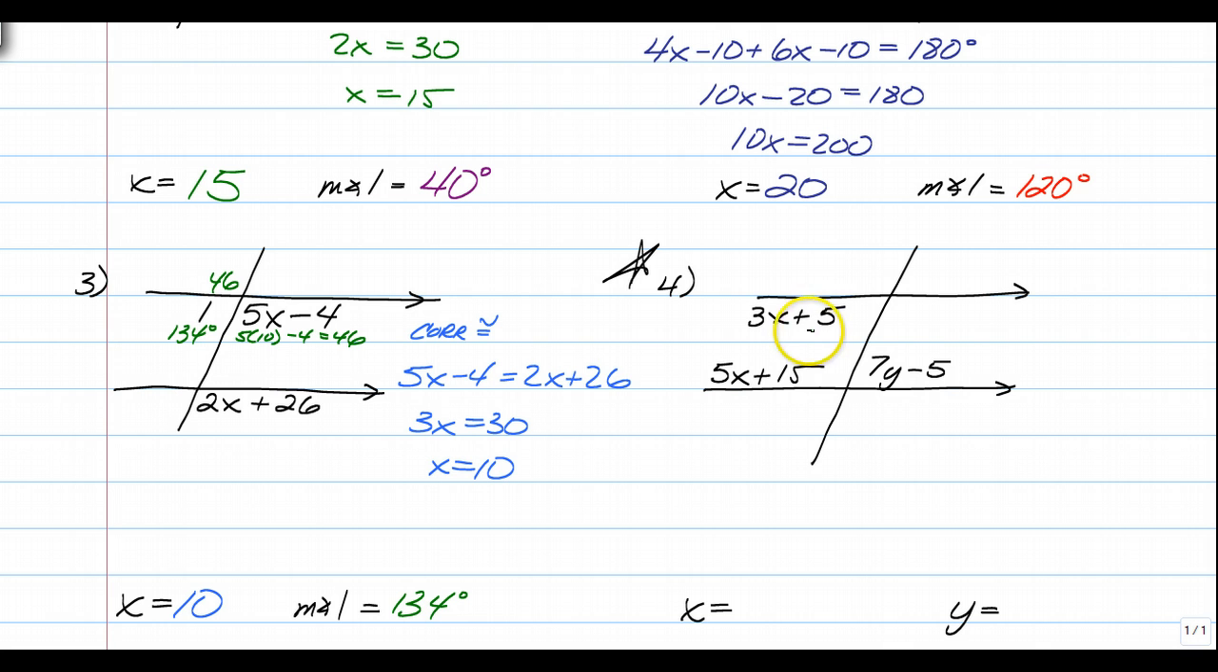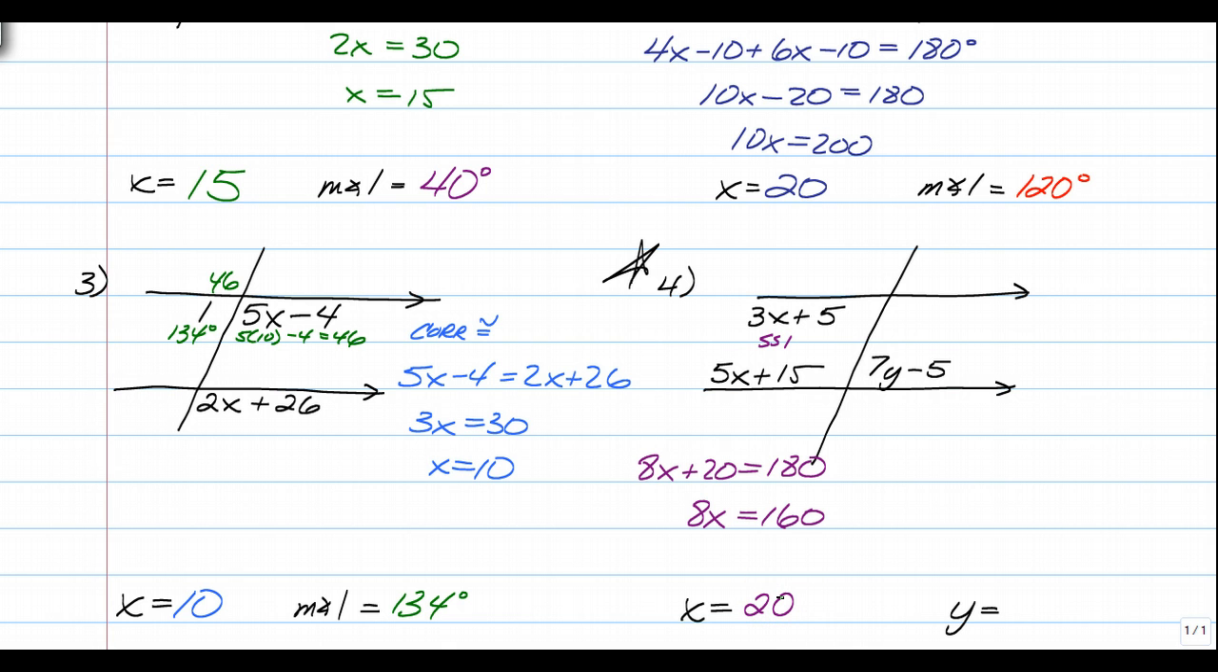So the first thing you need to do is realize that these are same side interior angles, which means they're going to be supplementary. So we're just going to solve for x like any other problem. So we're going to add these together, and we get 8x plus 20 is equal to 180 because they're supplementary. So 8x is equal to 160, which means x is equal to 20.